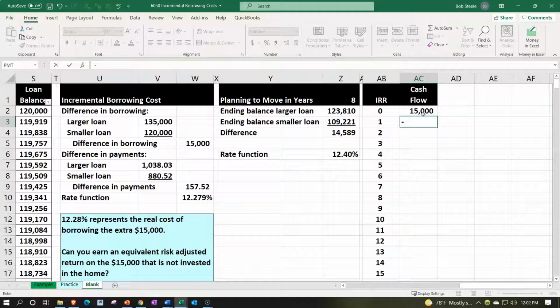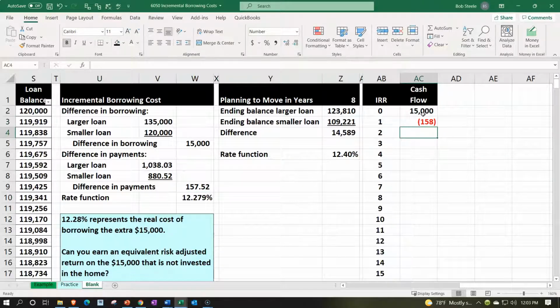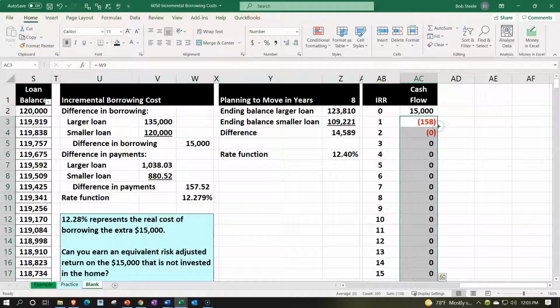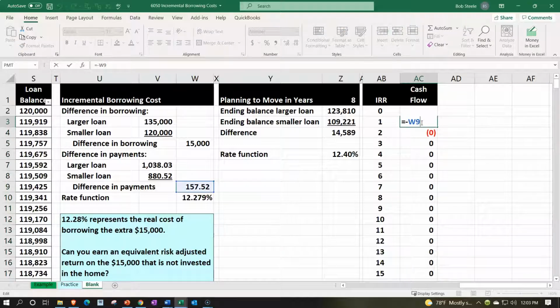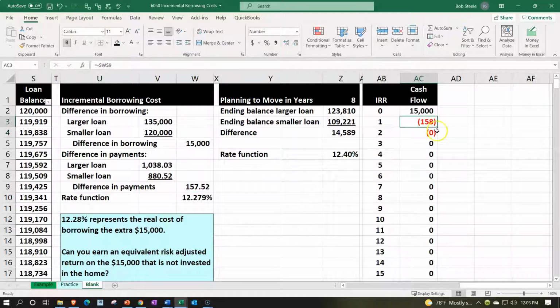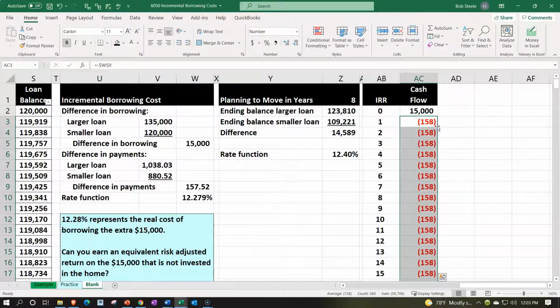We're going to have outflow differences of an increased 157.52. So notice I'm looking at this from the perspective of going from the smaller loan to the higher loan, us receiving another 15,000 and then paying another 157.52 about each time period. So we're going to double click on that, bringing that on down, but not yet. I got to make it absolute. Absolute, F4 on the keyboard, $ before the W and 9, then double click on down.